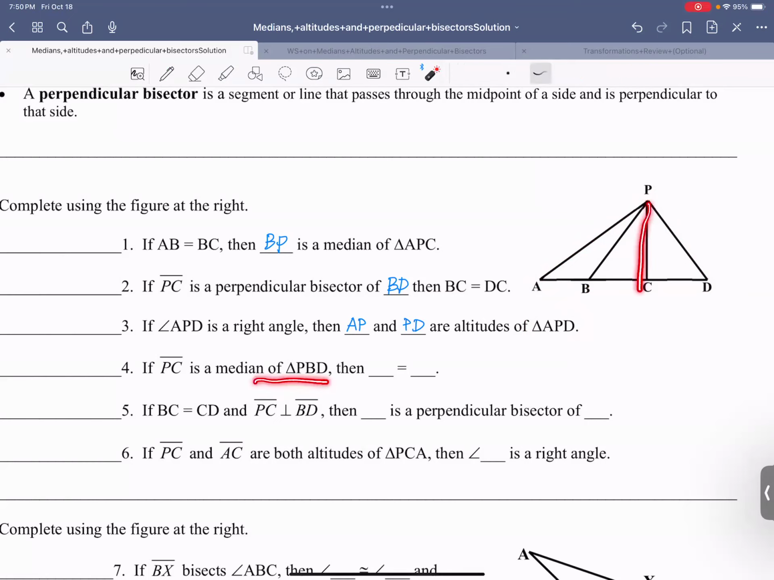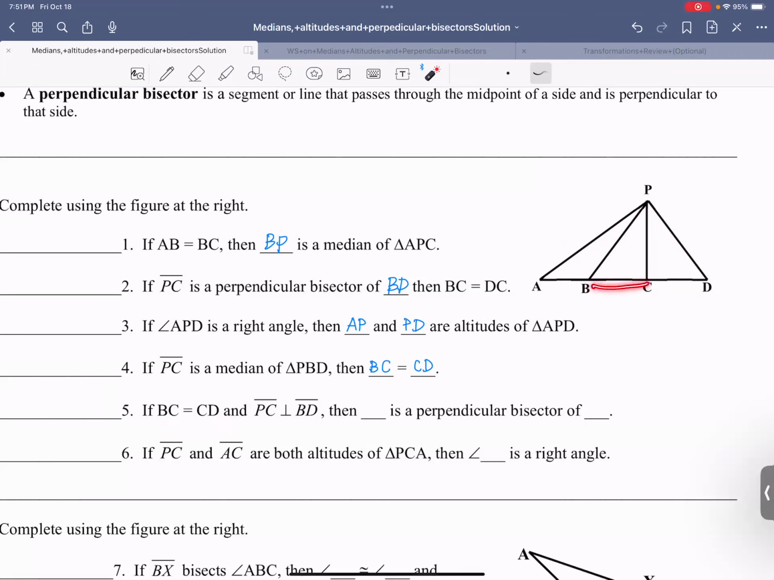If PC is the median of triangle PBD, then who and who are equal? BC goes to CD. Yes, that's right. They tell you that's a median, then C is the midpoint of BD, so BC equals CD. Next one.